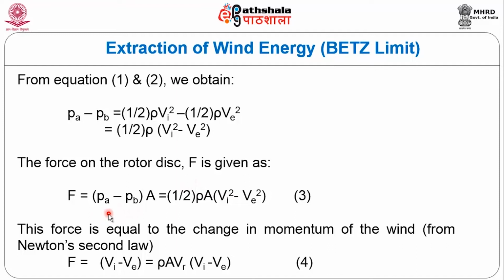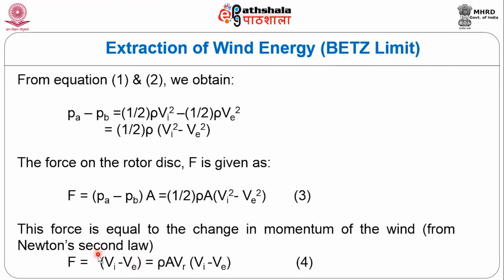The force is nothing but P suffix A minus P suffix B, into A. This is the force on the rotor disc, area into pressure. It can be rewritten like this: P A minus P B is the equation we got, and we substitute it here, with A, as equation number 3.